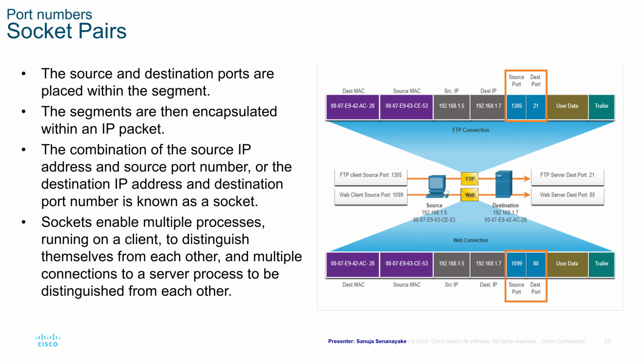Socket pairs. The source and destination ports are placed within the segment. The segments are then encapsulated within an IP packet. The combination of the source IP address and source port number, or the destination IP address and the destination port number, is known as a socket. So this is a very important concept that you should understand. It shows up on CCNA and CCNP exams and quizzes, almost guaranteed.